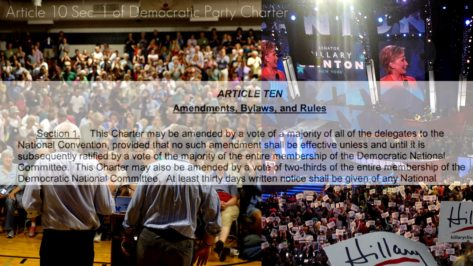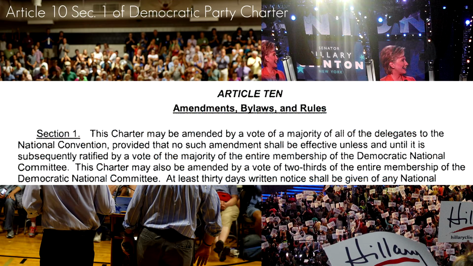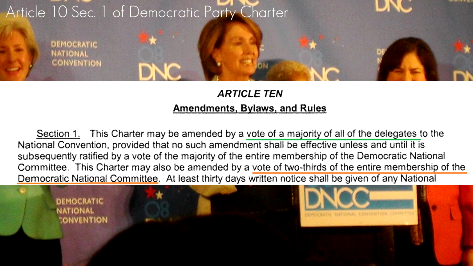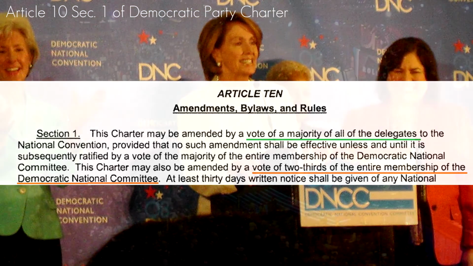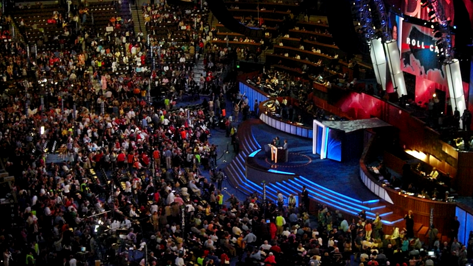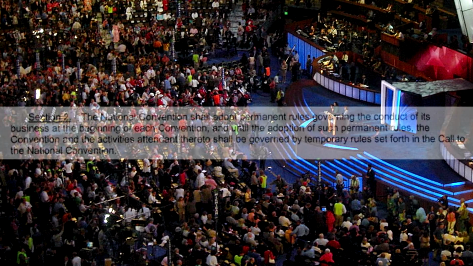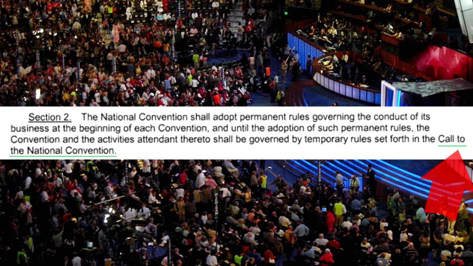There are 2 ways to amend the charter of the Democratic Party. One is through a 2/3 vote of the Democratic National Committee. The other is through a majority vote of the delegates of the National Convention and subsequent majority approval of the National Committee. So, we need to propose an amendment to the charter of the Democratic Party and let it be voted on by all delegates at the convention. And in order to do that, it needs to be placed on the agenda, the so-called call to convention, at the opening of the convention.